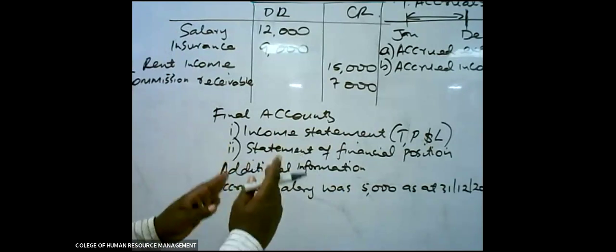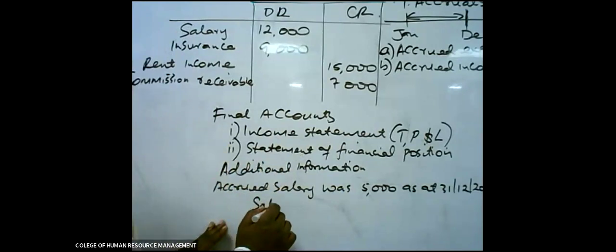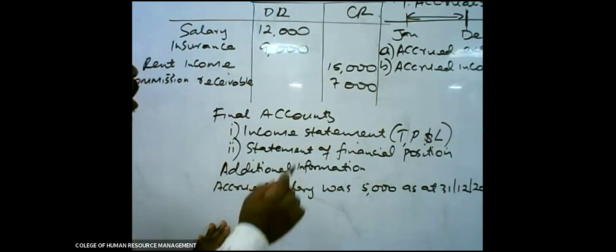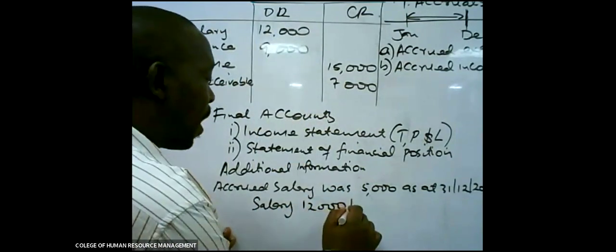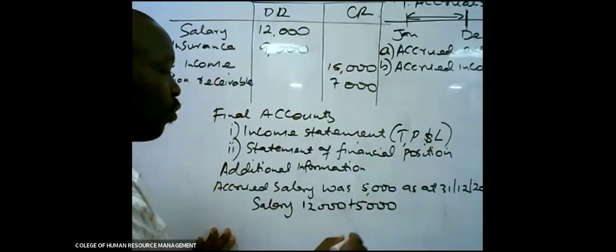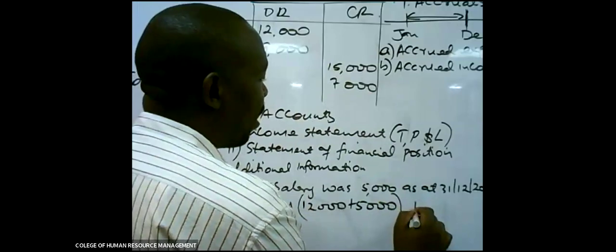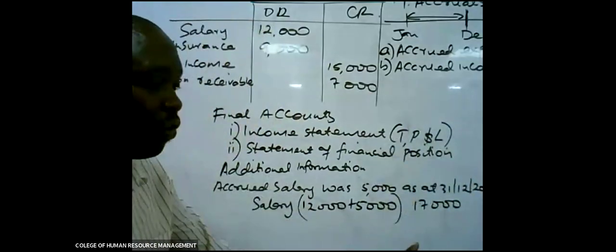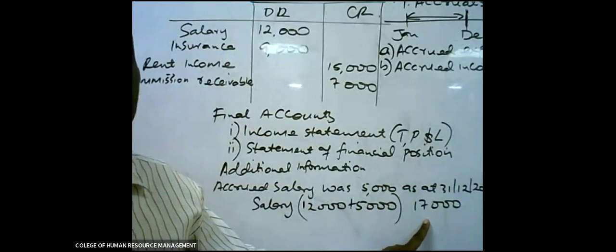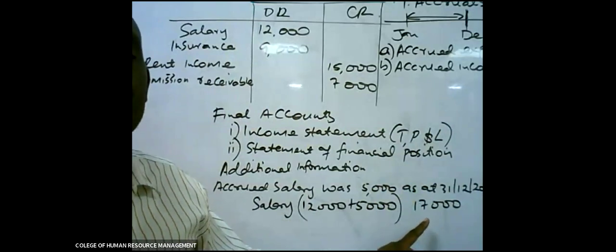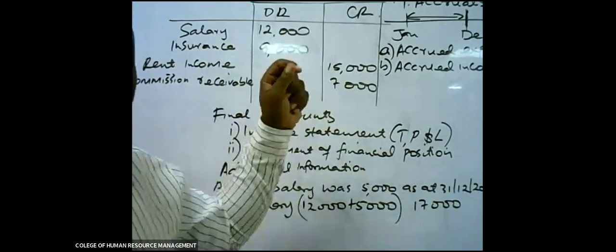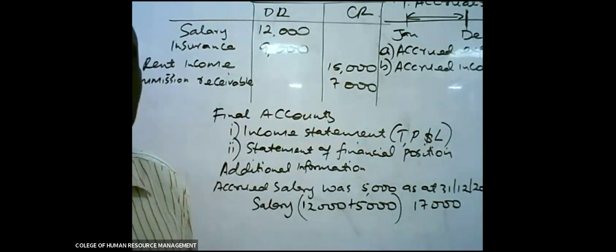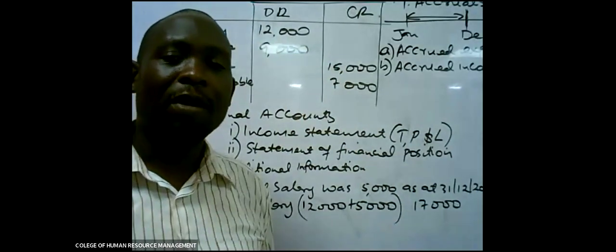So when we shall be listing our expenses and we come to the expense by the name salary, we cannot use 12,000. We are going to use 12,000 that was paid plus 5,000 that is accrued. So in that financial year, the salary expense was 17,000, and that is what we are going to use or to capture in our income statement. We are going to use the amount that was supposed to be paid, not what was paid. What was supposed to be paid is what we use, so that now we can be able to get a true and correct picture about the performance of our business.